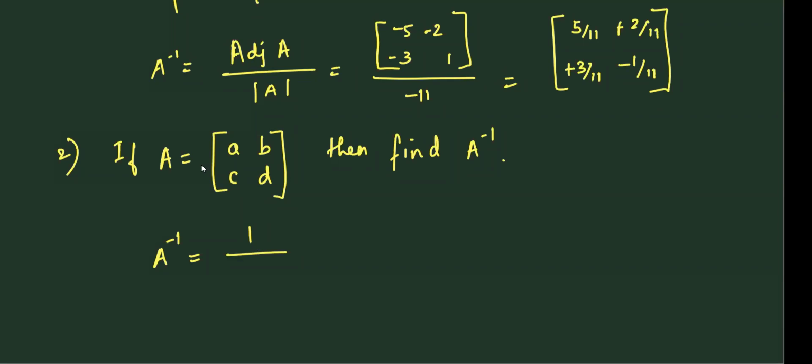Sir, is the answer D, minus B, minus C, A, upon AD minus BC? Yes. See, determinant of A is AD minus BC. So 1 by AD minus BC, and the transpose of the cofactor. Cofactor of A is D. Cofactor of D is A. Cofactor of B is minus C. And cofactor of C is minus B.